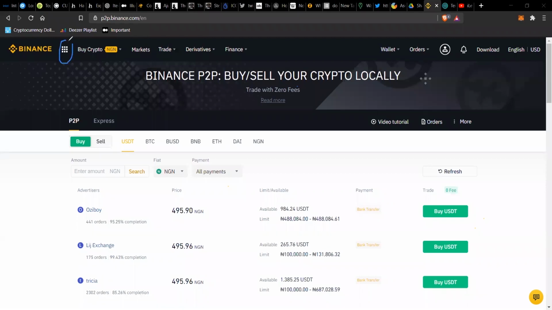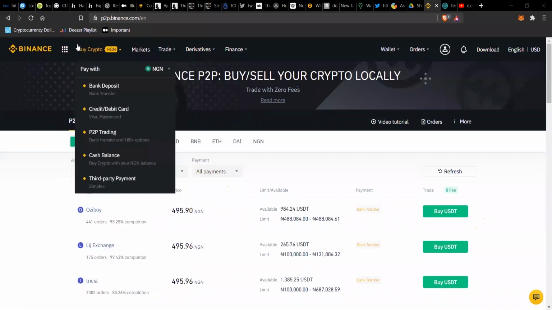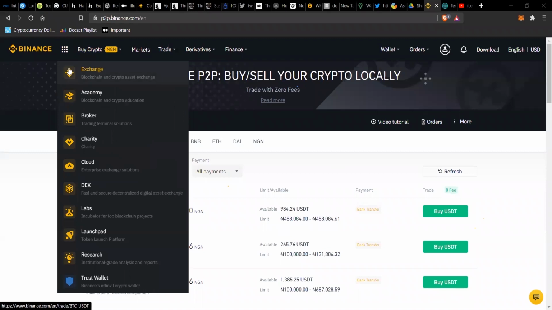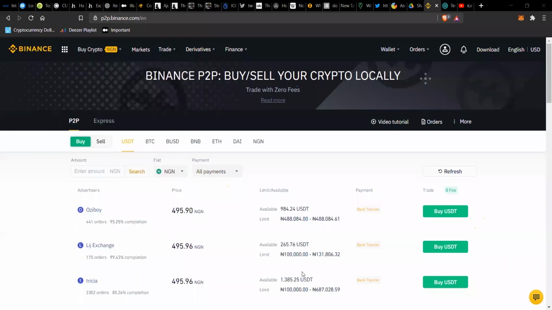Now, if I click on this, I'll see some other features that Binance has. If I hover above it, I'll see the exchange, which we are currently on right now. This is the Binance exchange where you trade. Then you see Binance Academy, where you can read articles, watch videos, and learn a couple of things. You see Broker, Charity, Cloud, and so many other things that Binance has to offer. But we're focusing now on the exchange, so you can know how to trade and use the exchange, how to buy and sell your cryptocurrencies.